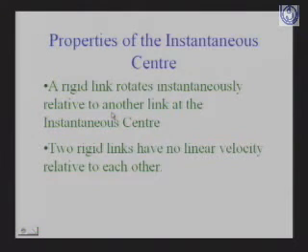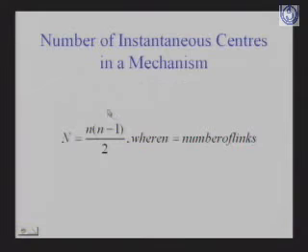properties in our mind. Another property of the instantaneous center is that the total number of instantaneous centers is equal to n into n minus 1 divided by 2, where n is the number of links.